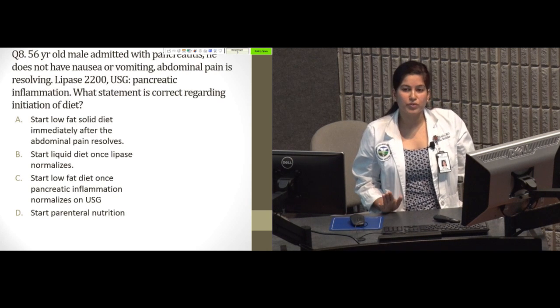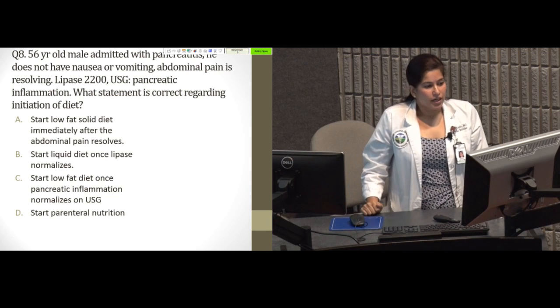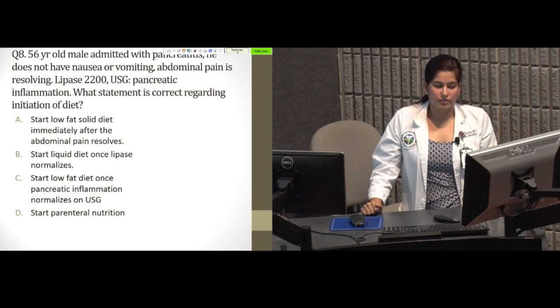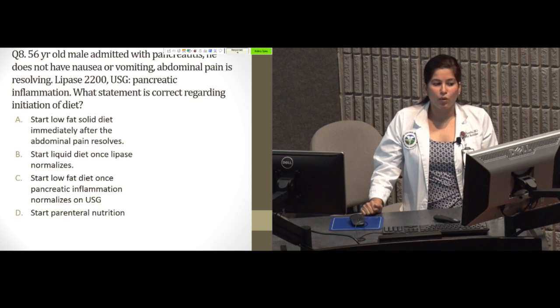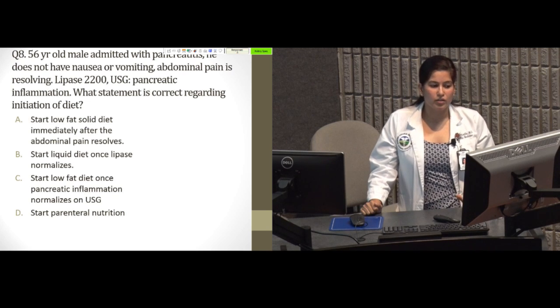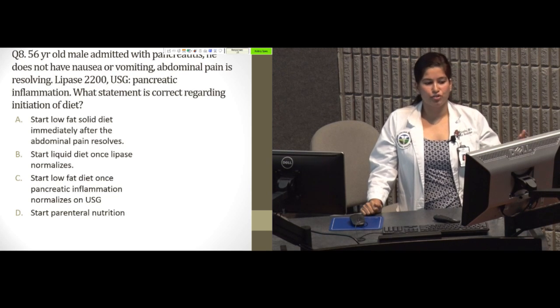Now, this is also a confusing concept. I'm just trying to clear some air around this concept. Start a low-fat diet immediately after the abdominal pain resolves. Start a liquid diet once lipase normalizes. Start a low-fat diet once pancreatic inflammation normalizes on the ultrasound. Or start total parenteral nutrition.